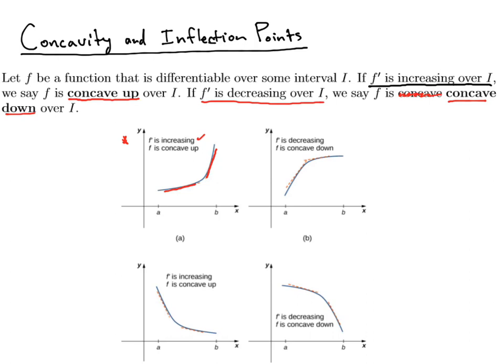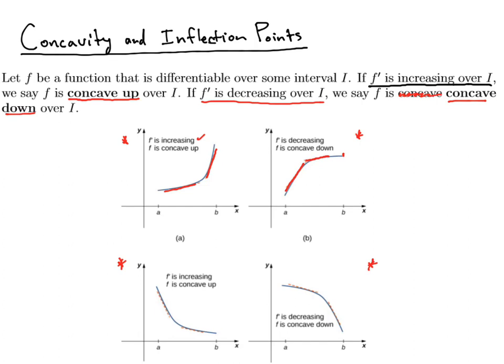Moving to the right, each tangent line is going to have a negative slope until point B, when it's going to level off. But everywhere the derivative is decreasing, so we say that this is concave down. And then we have similar ideas for these last two graphs.